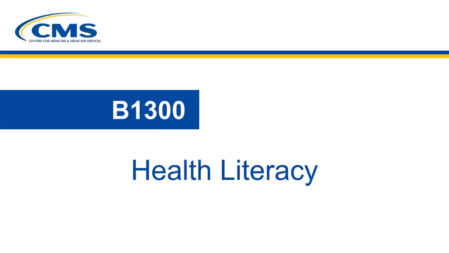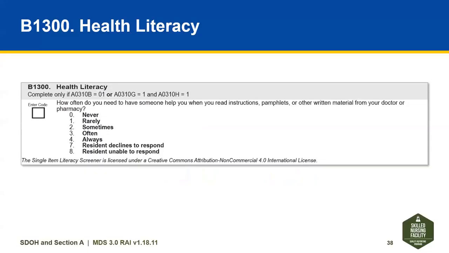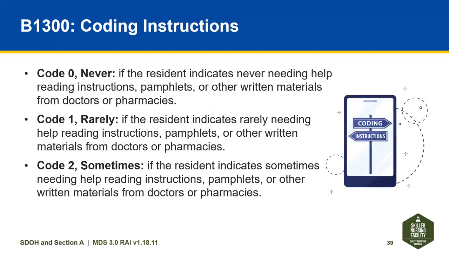So now we're moving on to the SDOH data element in section B, and that's B1300, health literacy. Again, we have a snapshot of the data element, and B1300 is completed only on a 5-day PPS assessment, when A0310B equals 0.1, or when the assessment is a PPS discharge assessment. That is when A0310G and A0310H are both coded as 1. So let's quickly review the coding instructions for B1300.